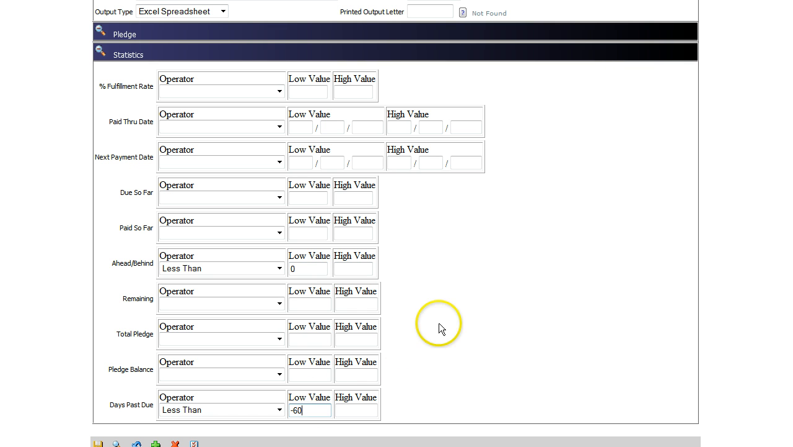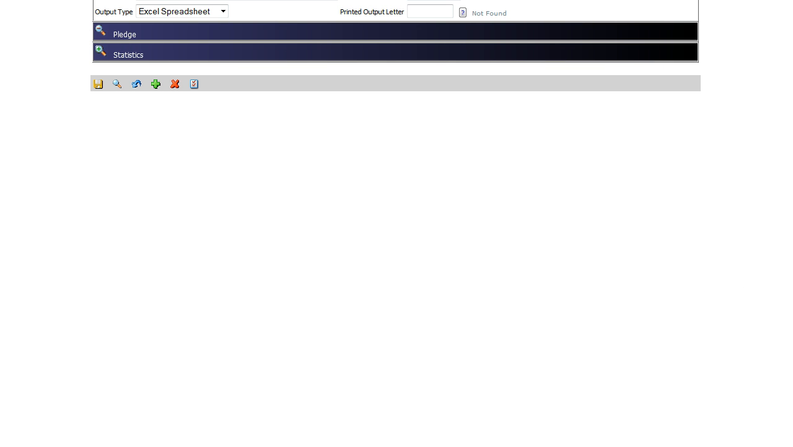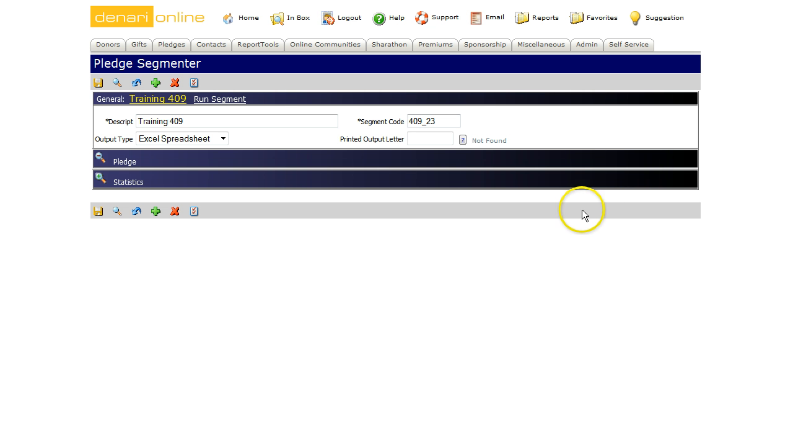And again, this is a really helpful field because a lot of folks like to send pledge statements out to people who are seriously behind, and that might be minus 60 or 90 days or 100 days or whatever it is. But this is a little bit backwards in that intuitively you'd say we want anybody who's more than 60 days behind, so you'd use more than as the operator here. But you have to kind of reverse that again. If you can picture that number line, we want to be off to the left of minus 60. So those are all the filters that are available for pledge segmenter.